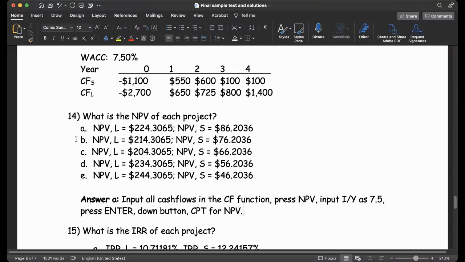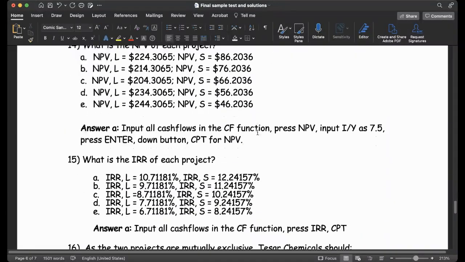Okay, you should get option A, that your NPV for L is 224.3065. Your NPV for S should be 86.2038.